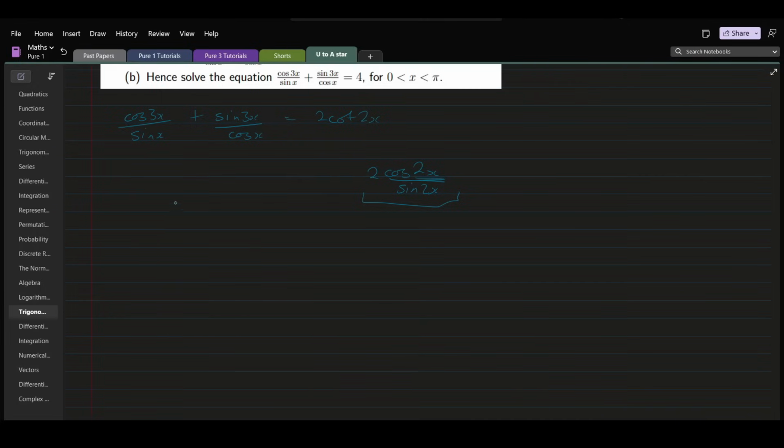So let's start by combining our two fractions. Our common denominator will be sine x cos x, and then our numerator is cos 3x multiplying cos x plus sine 3x multiplying sine x. Now we're going to rewrite cos 3x as cos of (2x plus x), which will allow us to use the compound angle formula for cos, and we'll do the same for sine. So that's sine of (2x plus x) times sine x, and this is all over sine x cos x.